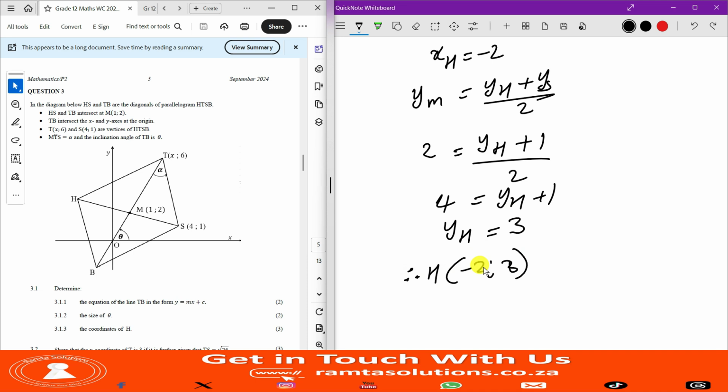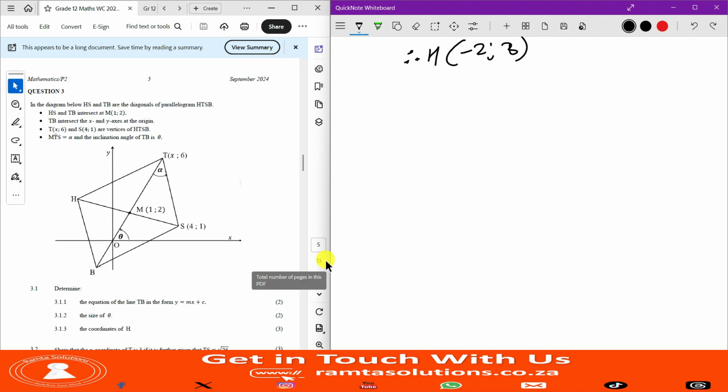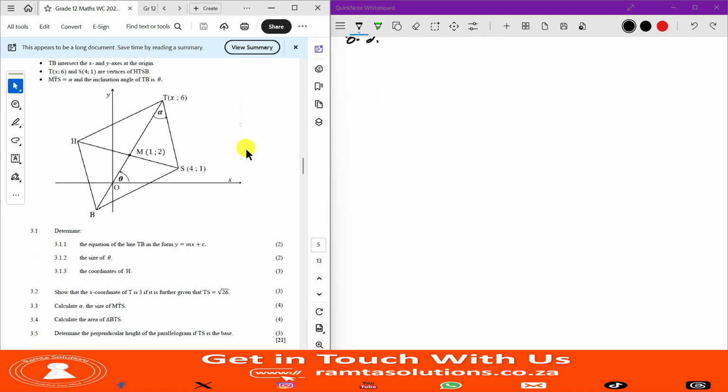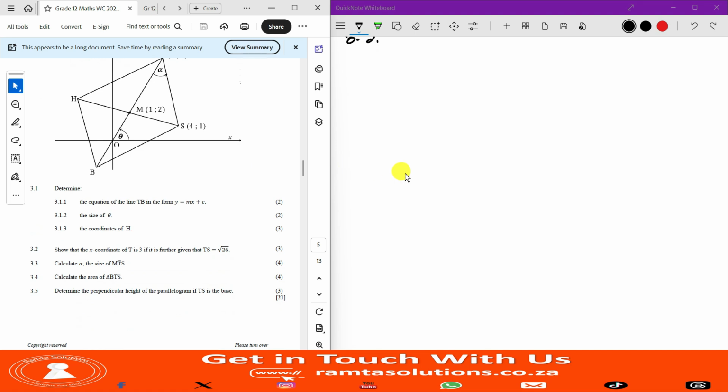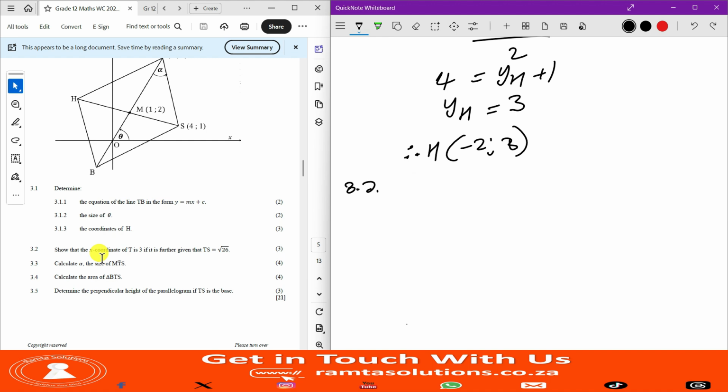Now, proceeding. Now, as we proceed, we need 3.2. And by the way, guys, this question is 21 marks. This question is 21 marks. We must be done in 21 minutes. 3.2. Show that the x coordinate of T is 3 if it is further given that TS is root 26.